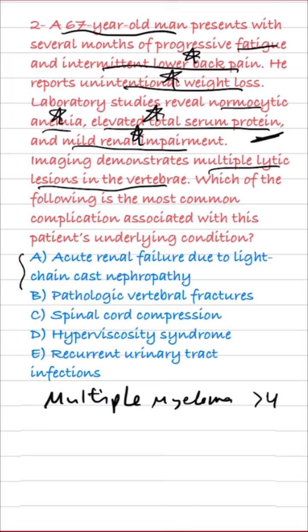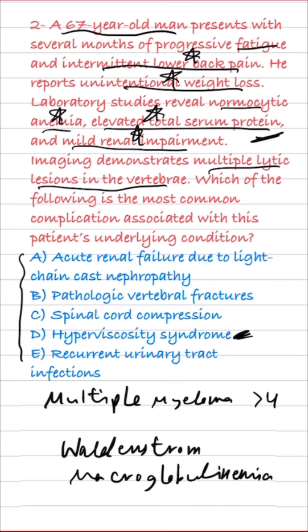Actually, all of these might be complications except for D, because multiple myeloma does not cause hyperviscosity syndrome. It's more characteristic of another disease that is very similar to multiple myeloma called Waldenstrom macroglobulinemia, a disease that we will talk about soon. It looks very similar to multiple myeloma. So as we already said, all other choices are potential complications of multiple myeloma. But here the question wants the most common one.